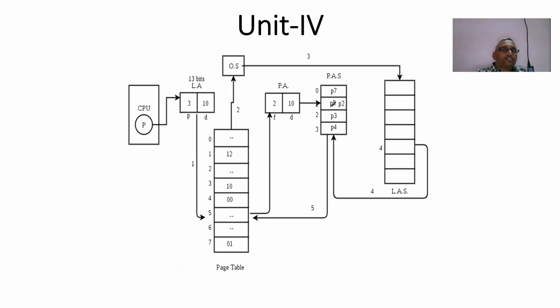This is the diagram for demand paging, showing the CPU, the process, the operating system, page table and page access. Next one, advantages of demand paging.